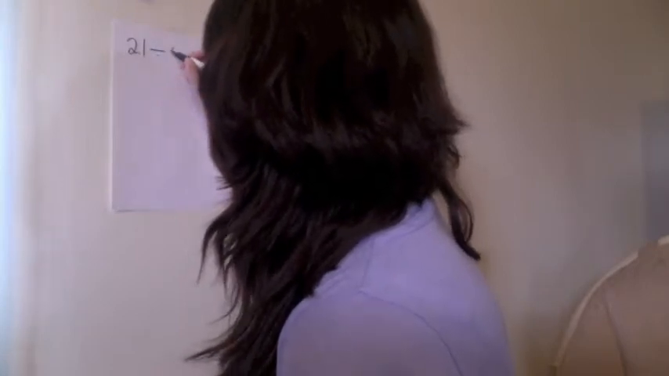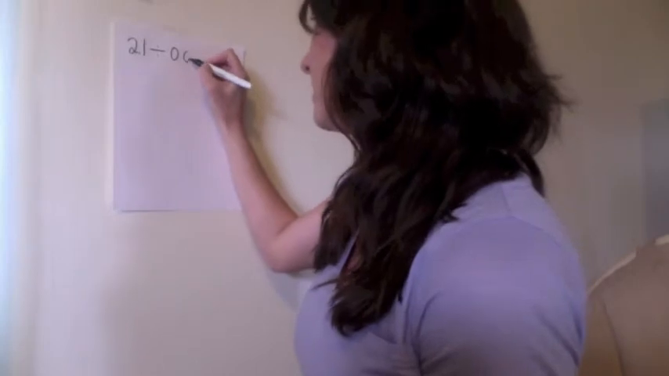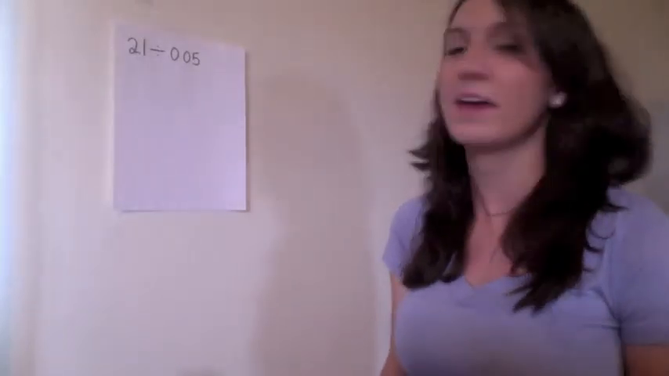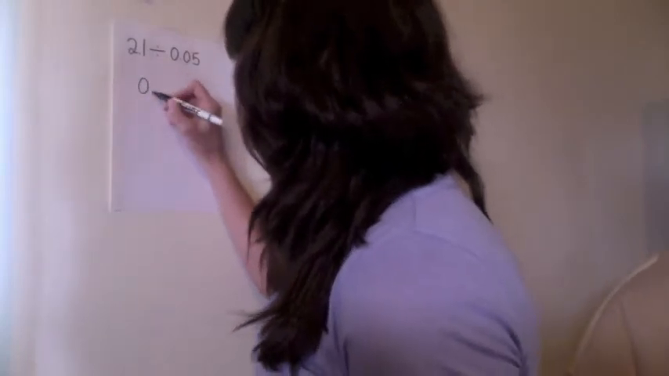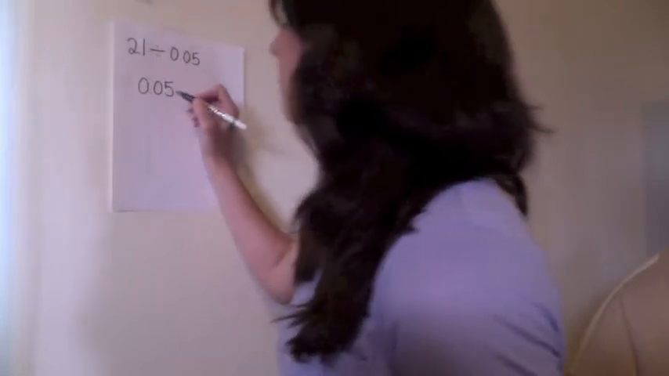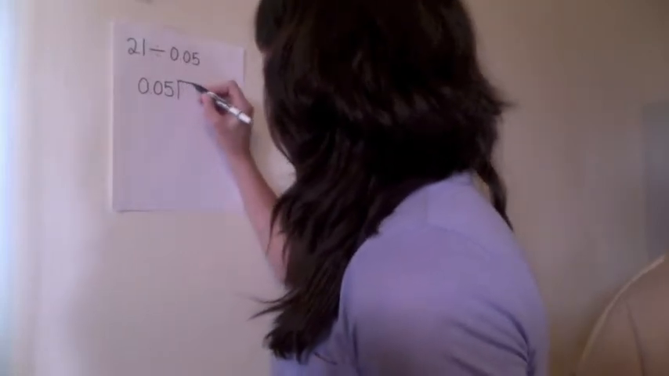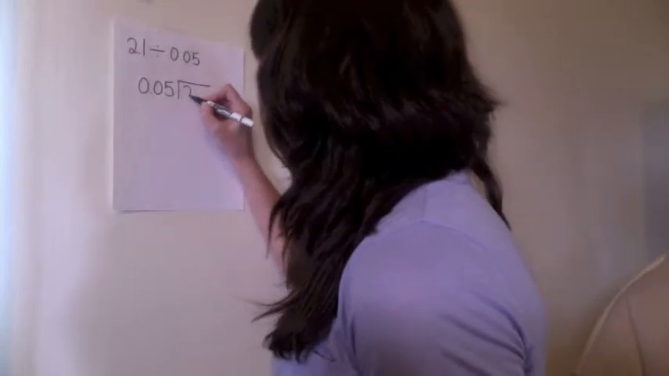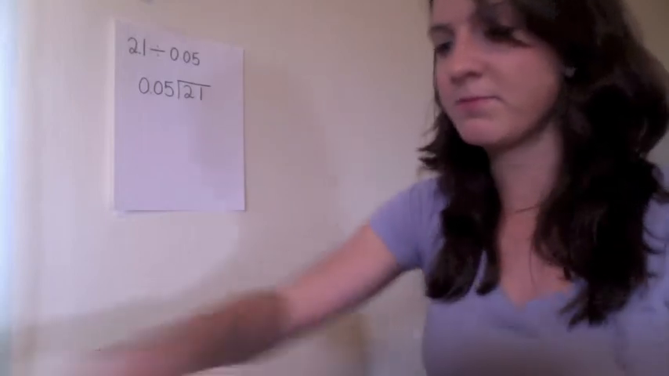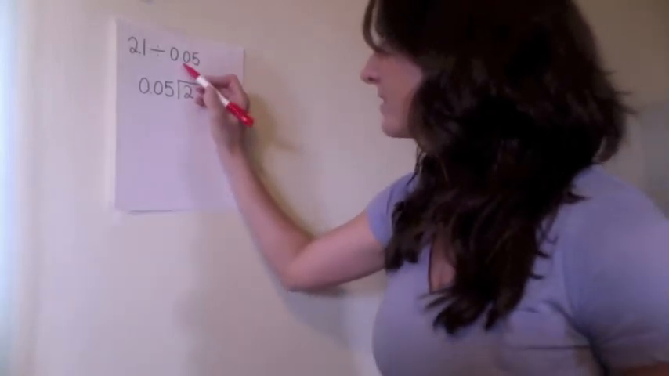2.1 divided by 0.05. Or we can read this problem as 2 1/10 divided by 5/100. Let's set up our problem as a long division problem to begin. So we set up our problem for long division by just crisscrossing our numbers.